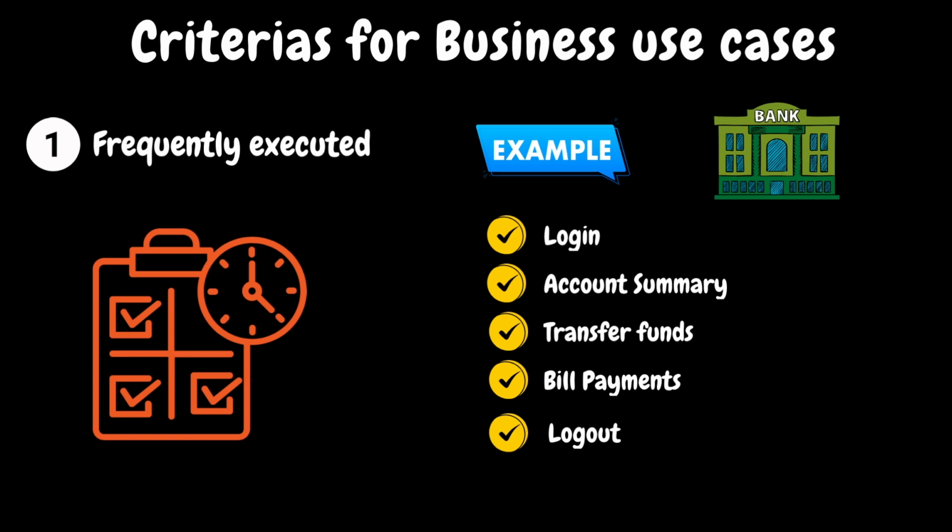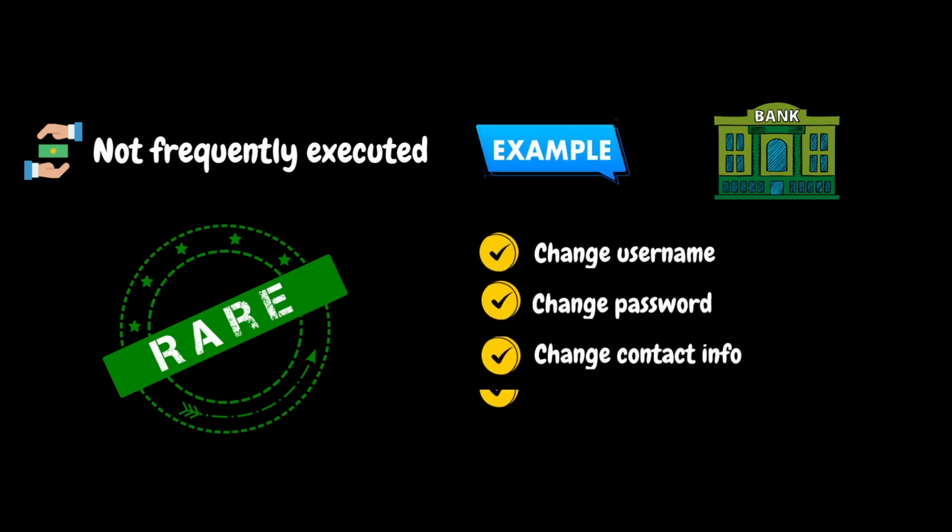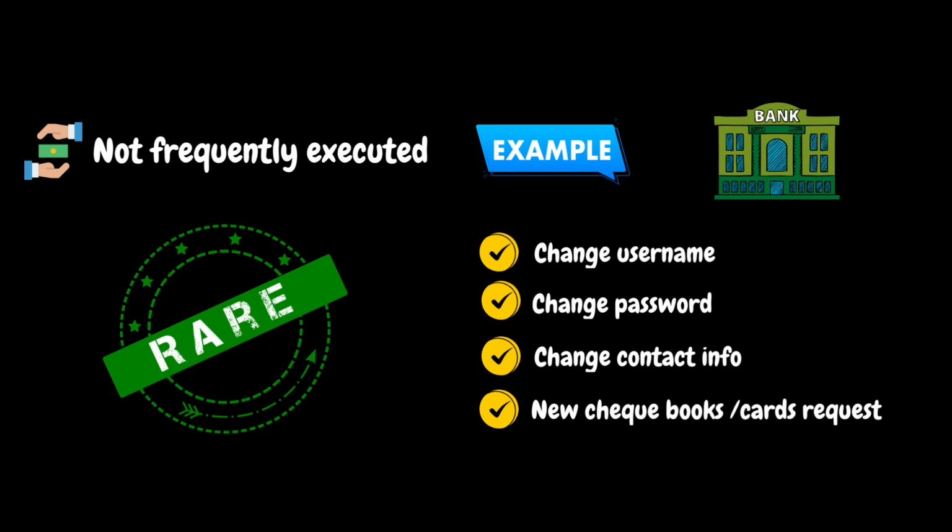Let's look at some of the use cases that are not frequently executed and not considered for performance testing. These are very rarely executed and are not critical. Therefore, they are not considered for performance testing. So, what are those use cases from our example? Change username, password, contact info, new checkbook requests, or debit card requests are not frequently executed scenarios. In general, very rarely do users change their username, password, and contact info, isn't it? Also, they won't request checkbooks and debit cards every now and then, right? As a result, these scenarios are not considered critical for performance testing.